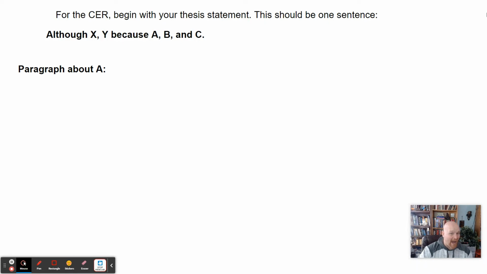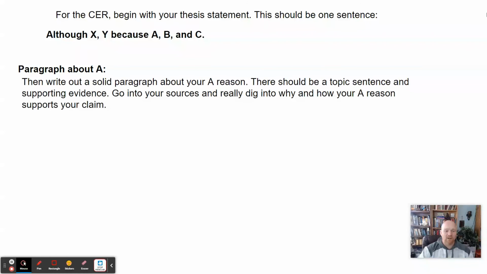Then I'm going to have a whole paragraph about A. I'm going to write it all out. There should be a topic sentence with supporting evidence from a text, a video, or just my reasoning. Why does A support Y? Go into my sources, really dig into it. How long should a paragraph be? There's a minimum of 3 sentences because there needs to be a topic sentence, body sentences, and concluding sentences. Really, we think 5 to 7 in an academic paragraph, at least.